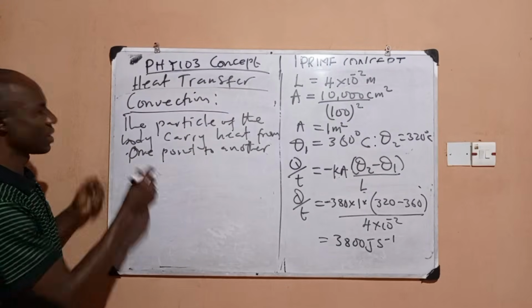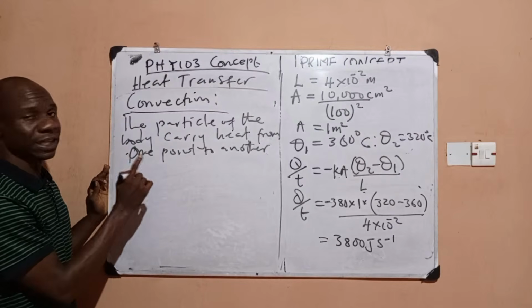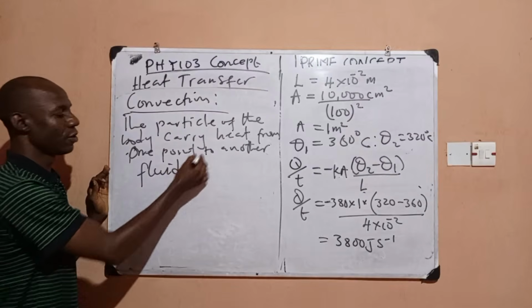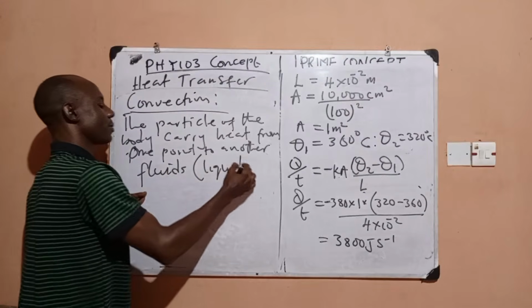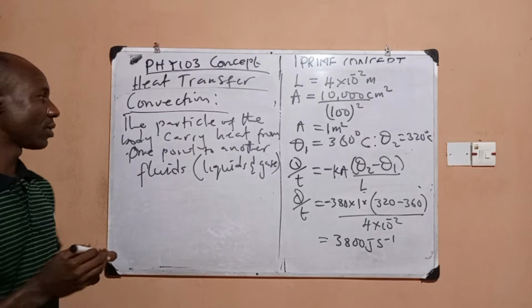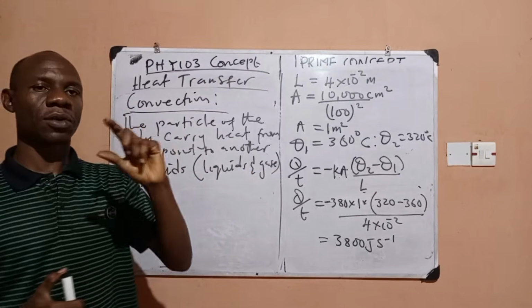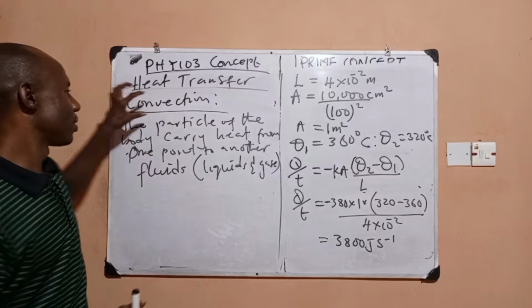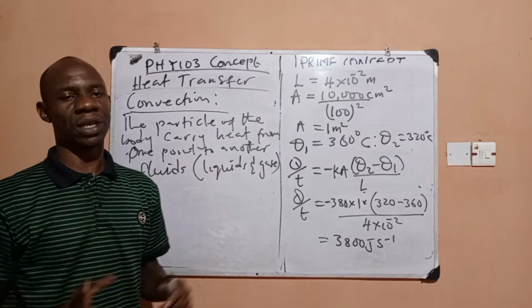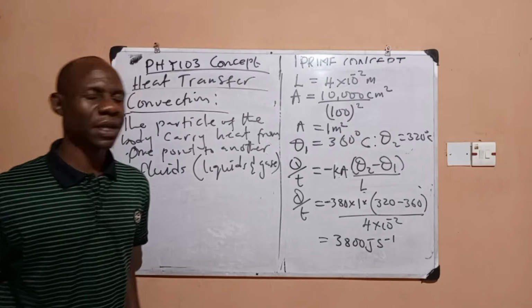But I need you to note that convection usually takes place in fluids. Convection takes place in fluids, that is liquids and what? Gases. That is where you have convection. And there is something called convection current, all right? So it is by convection that your water will boil. How does it happen? Very simple.